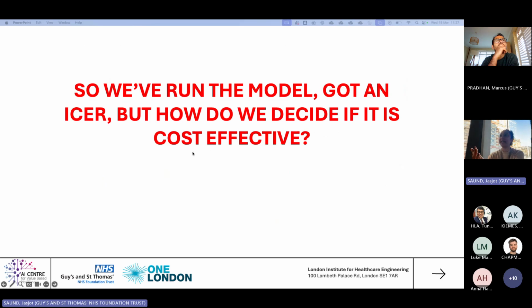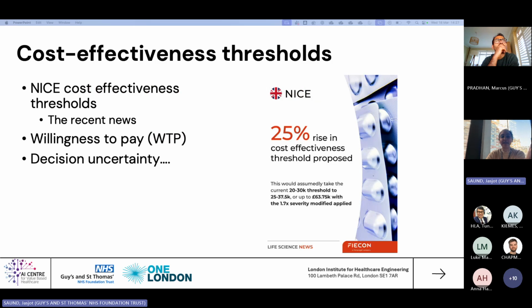But then you might say, okay, we've run the model, we've got this incremental cost effectiveness ratio, but what does that mean? And how do we decide if that's actually cost effective? So this is where, again, NICE comes in. You might have heard recently that the cost effectiveness threshold has increased. This was quite a big thing in the news.